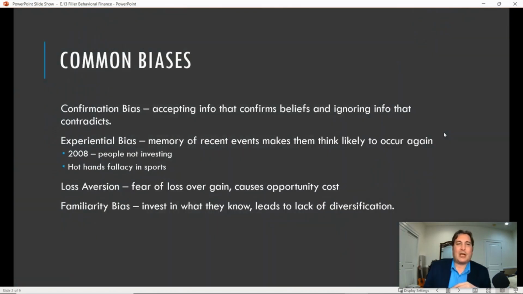So let's look at some common mistakes, common biases people make. Okay, so the first one's going to be confirmation bias. Basically, that's just accepting info that confirms your beliefs and ignoring information that contradicts it.